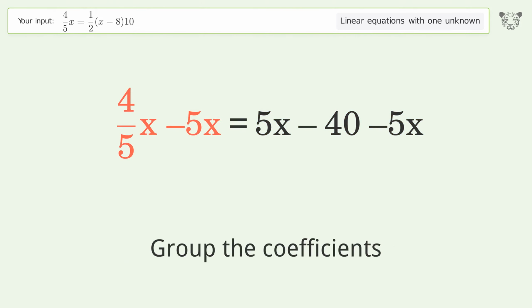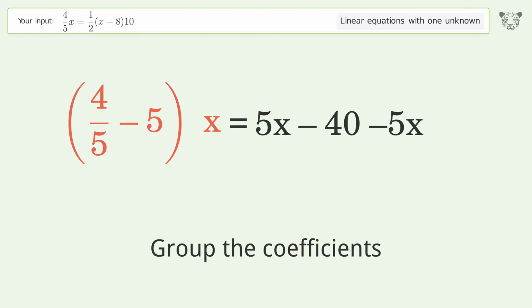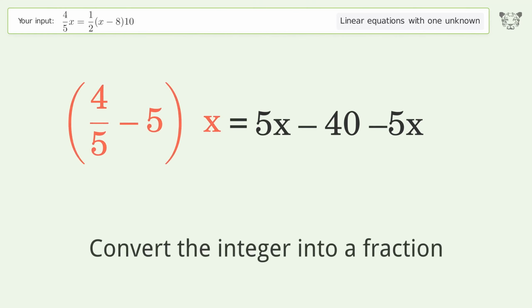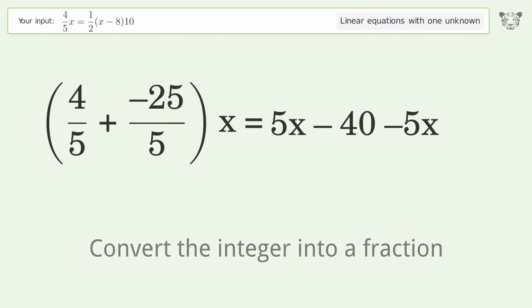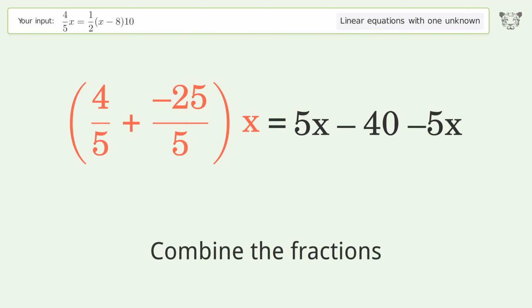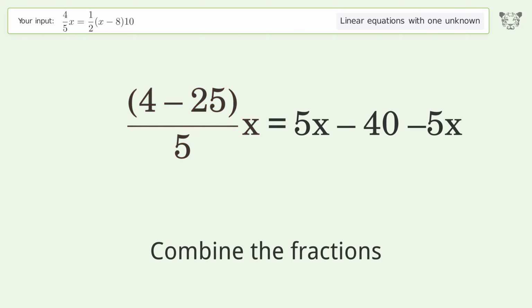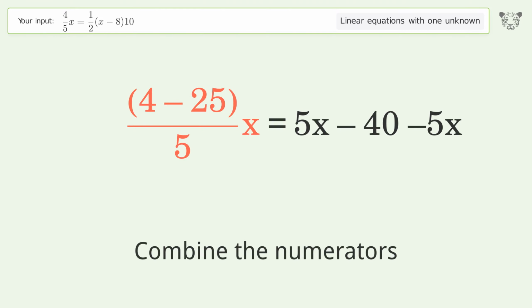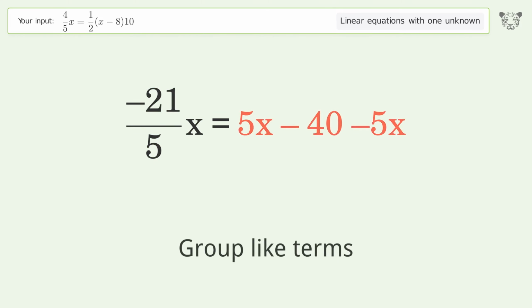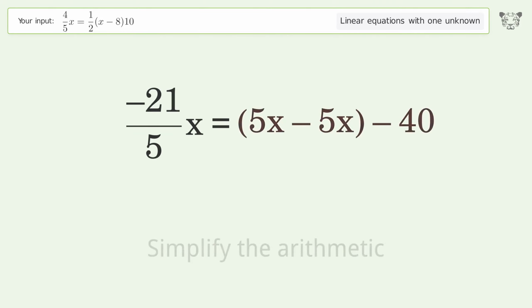Group the coefficients. Convert the integer into a fraction. Combine the fractions. Combine the numerators. Group like terms. Simplify the arithmetic.